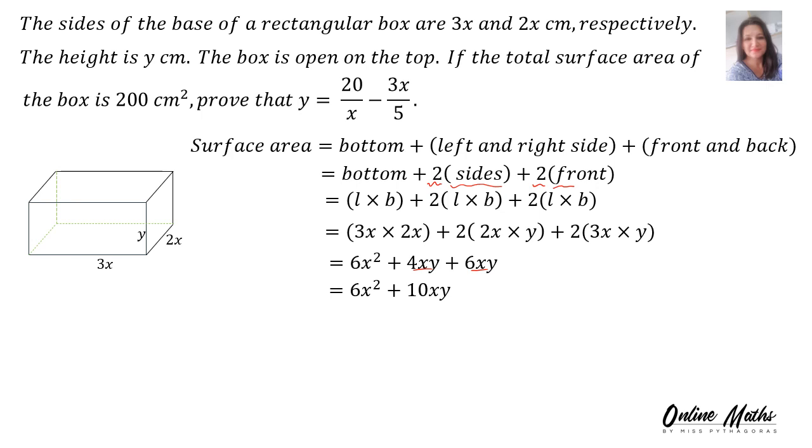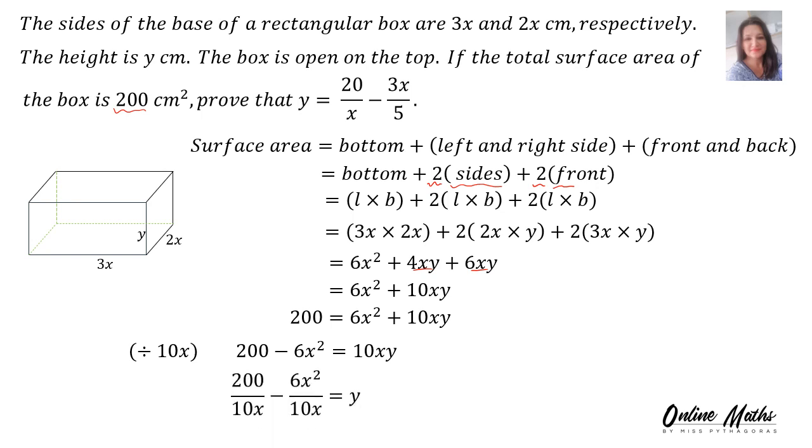But it was given that the surface area is equal to 200. So you can equate to 200. So therefore 200 is equal to 6x squared plus 10xy. And then let the 6x squared walk across and we can divide by 10x and we end with y is equal to 200 over 10x minus 6x squared over 10x, which is y is equal to 20 over x minus 3x over 5, and that's what y is, and that's what they wanted.